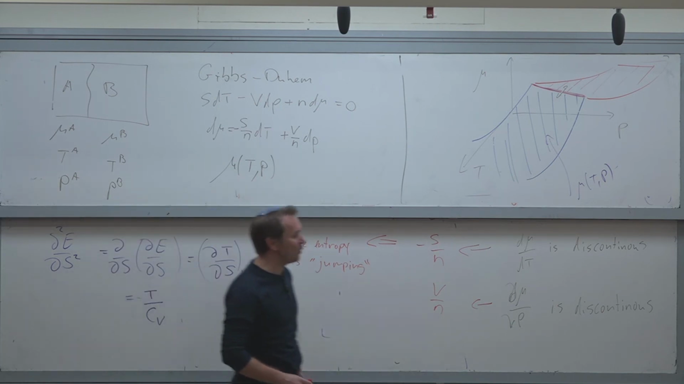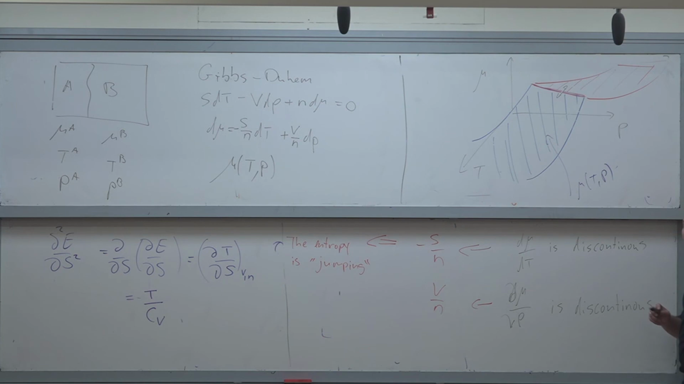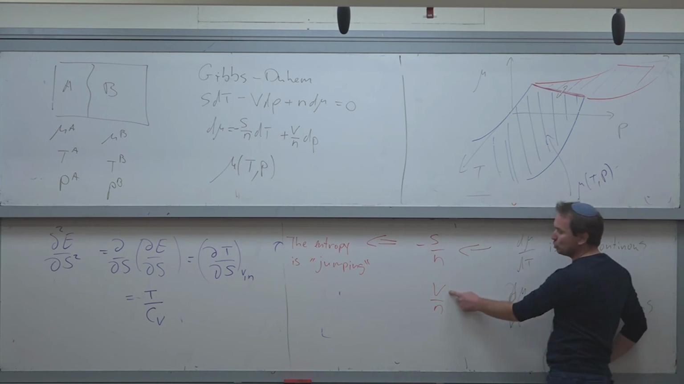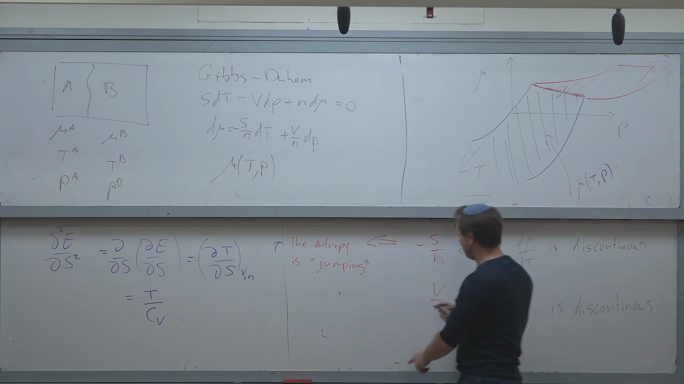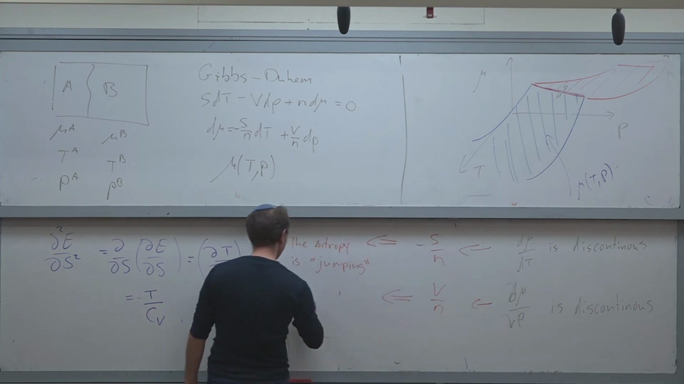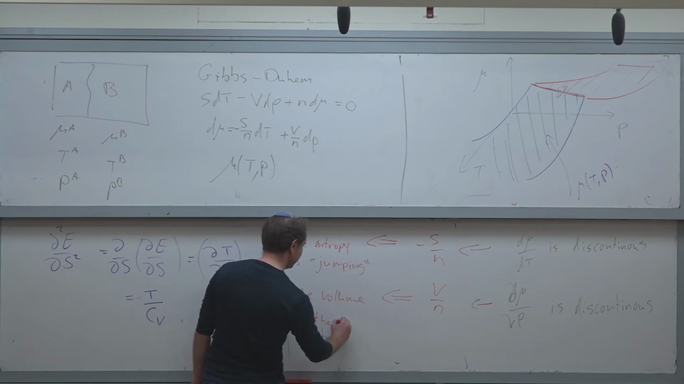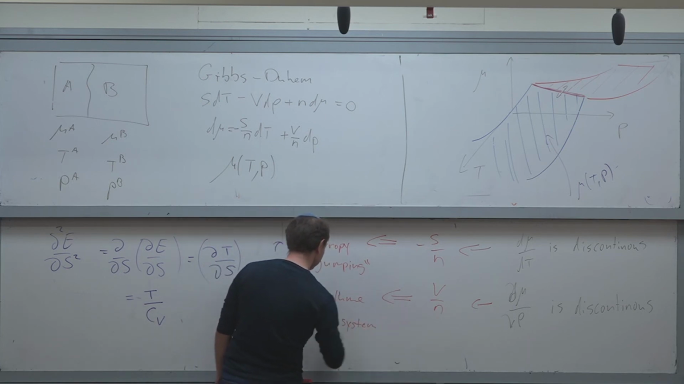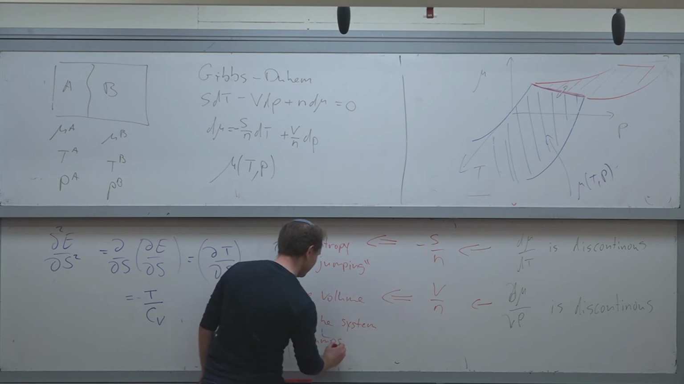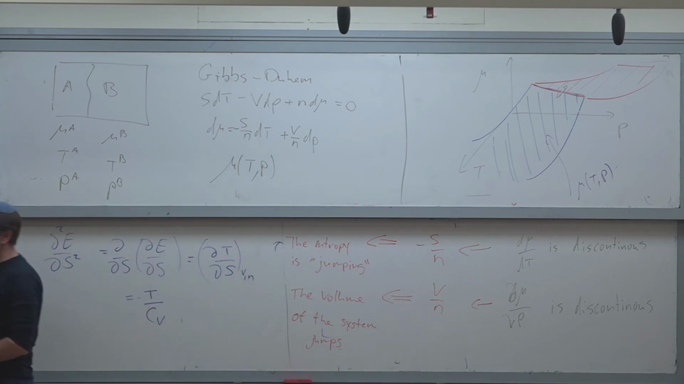Okay, I can say, well, no, let's keep temperature constant, but change P a little bit. The derivative of mu with respect to P is discontinuous. The volume behaves in a discontinuous fashion. The volume of the system jumps. So are you familiar with the phenomena where I change the pressure or I change the temperature and the volume of the system changes abruptly?